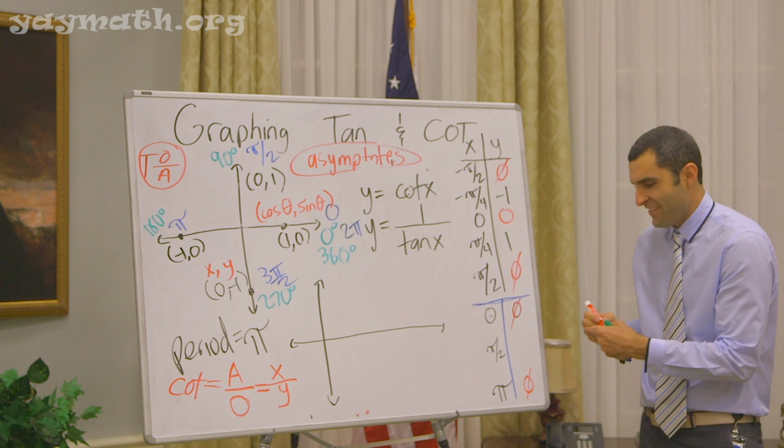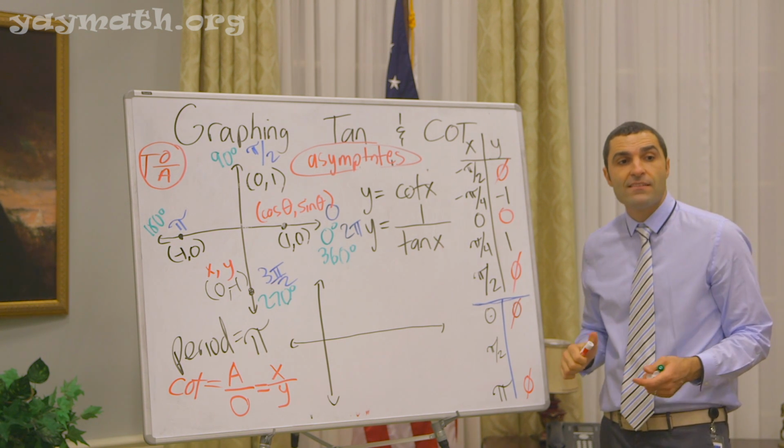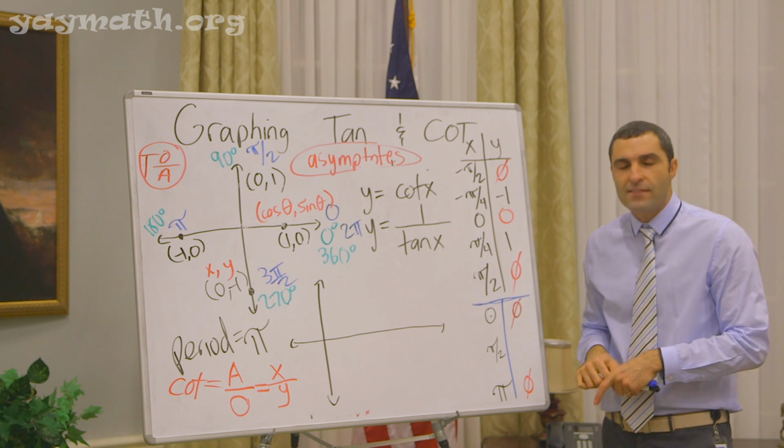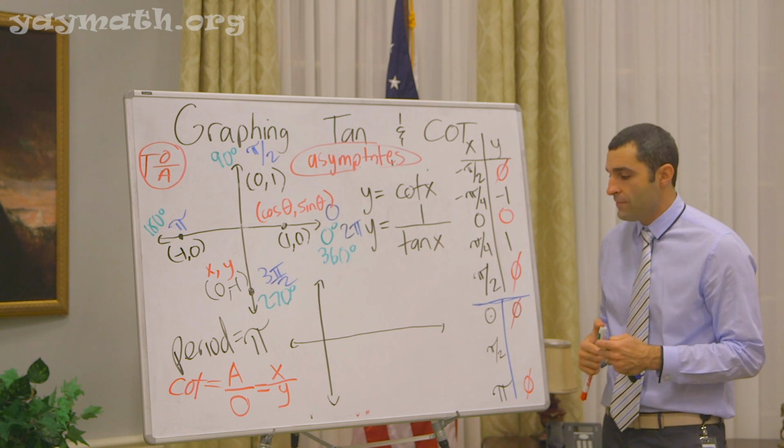So anything over 0 is undefined, but zero over stuff is just 0. Very nice. I'm glad you made that conclusion yourself. Zero on the bottom is undefined. You want to do pi over 2?